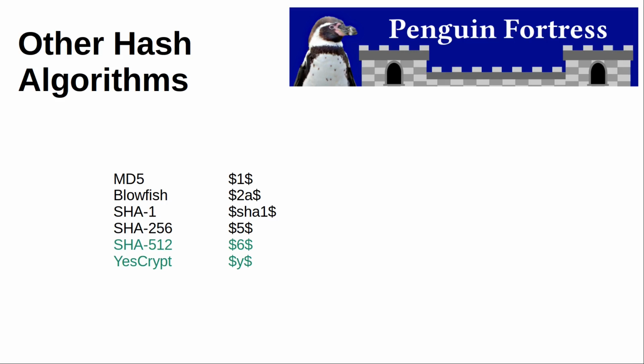So if you look at this, it's showing you that for MD5, the first few characters of the password entry would say $1, and for YesCrypt it's $y. And you'll be able to see those if you look in your password file, or technically your shadow file. We'll come on to that in a minute.